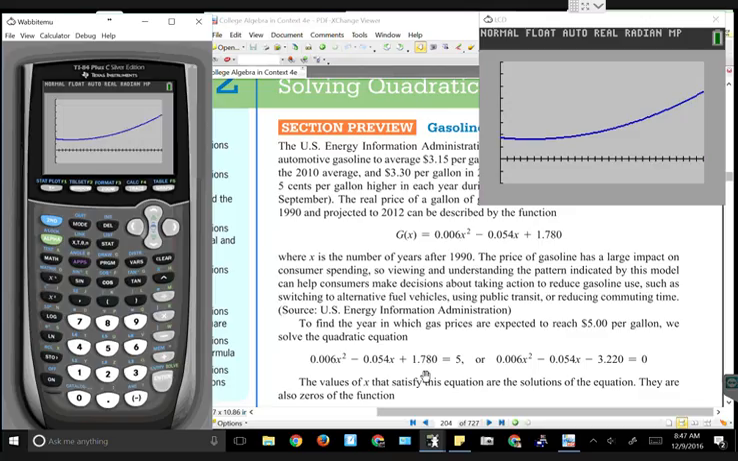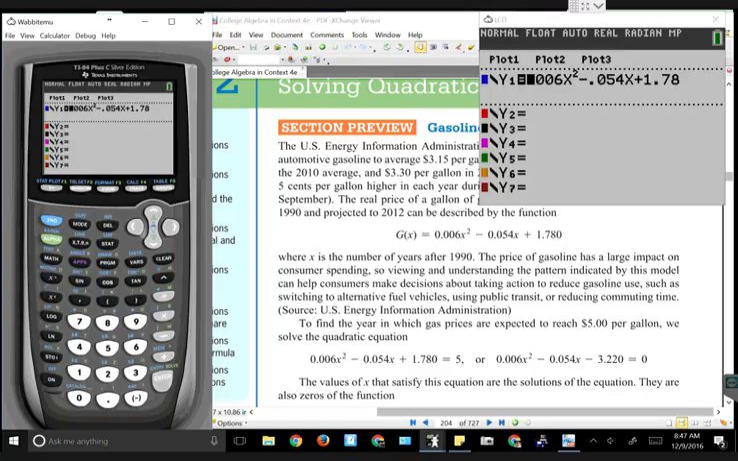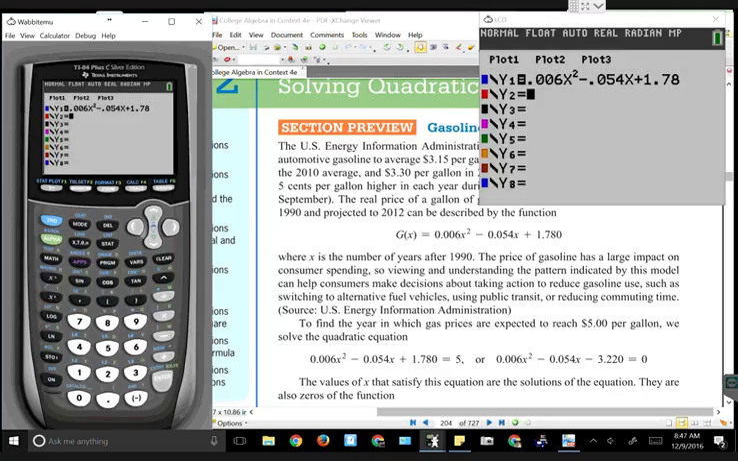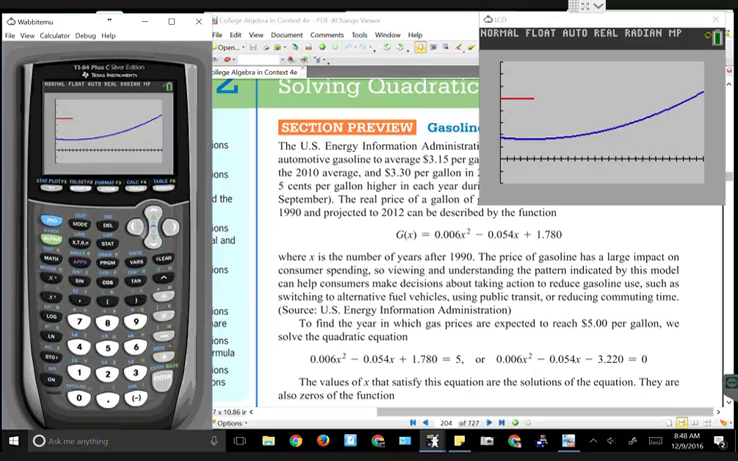But what I like to do when I am using something like this is I will go back here, y, and I will put in what value I want it to hit. I want it to hit 5. So I'm going to put a line here at 5. So when I hit graph, you end up seeing a line going across.